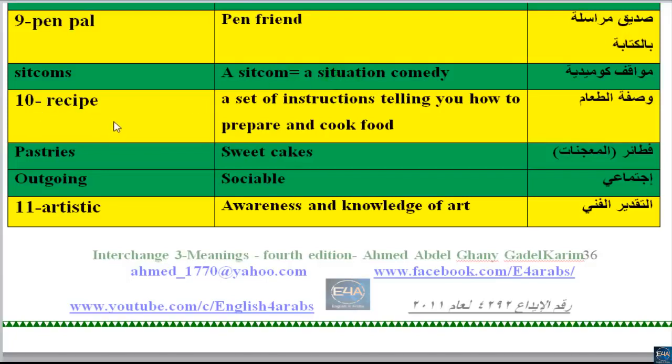10. Recipe, a set of instructions telling you how to prepare and cook food. So we can say recipe or a recipe, instructions to prepare and cook food. To be simple, sweet cakes. Outgoing. Sociable, British, sociable. American, sociable. O as a sound, sociable.